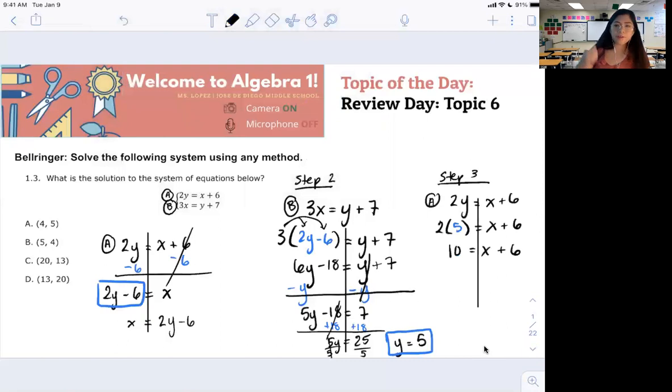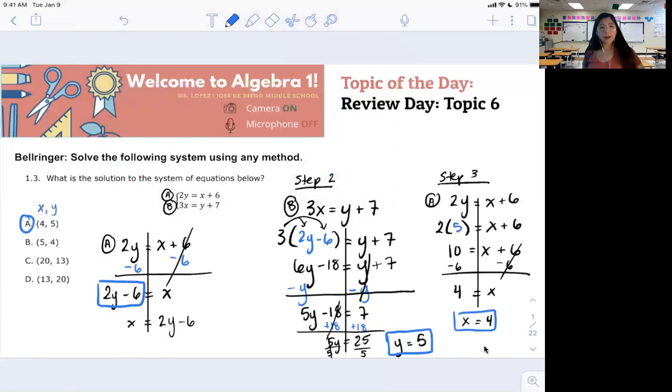And how do I get the value of x? Subtract 6. 10 minus 6 is 4. 4 equals x, which means x equals 4. Now, which one is it, A or B? A. Just don't forget, x comma y. So x is 4, y is 5. That means it's answer choice A.